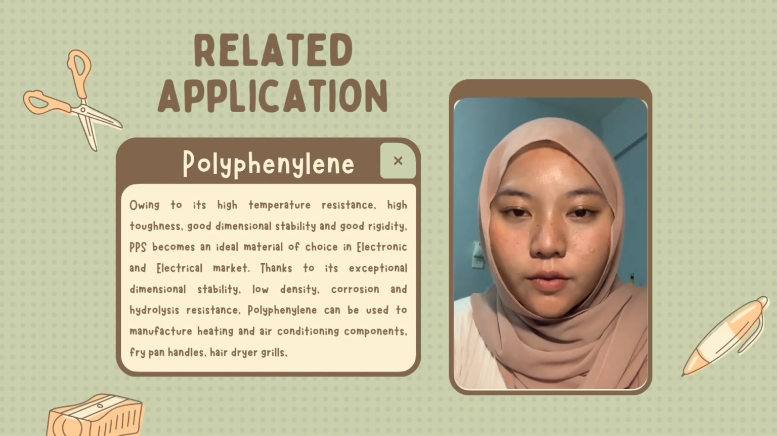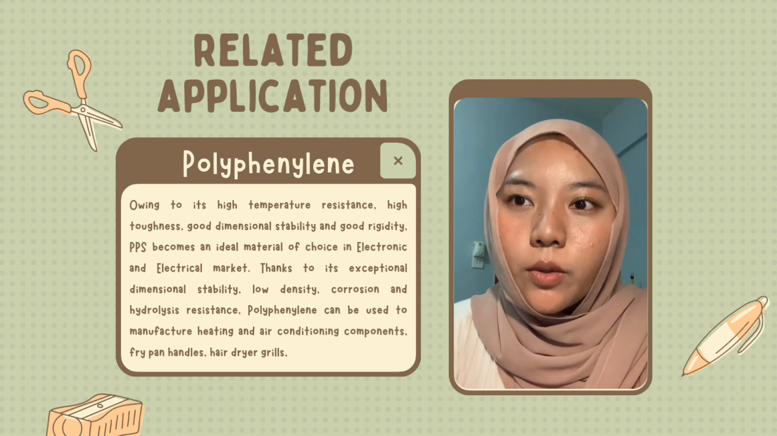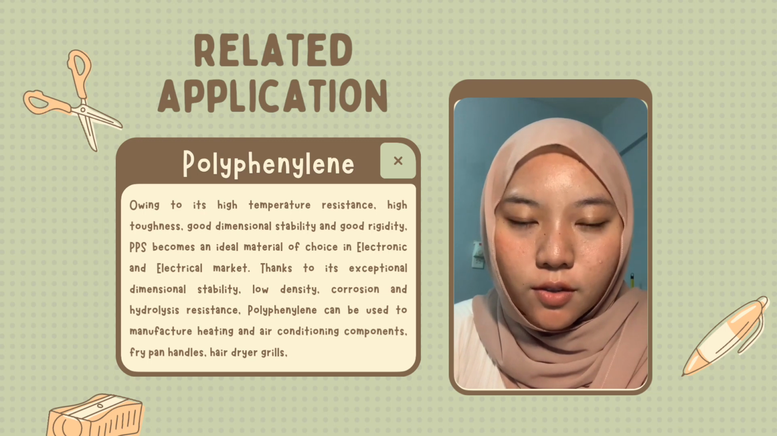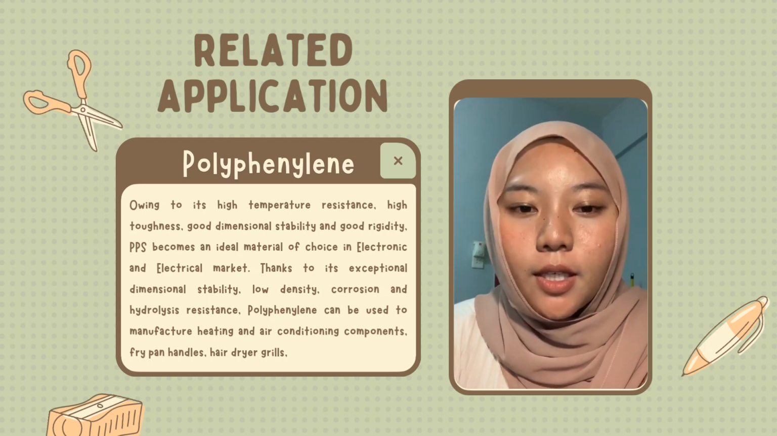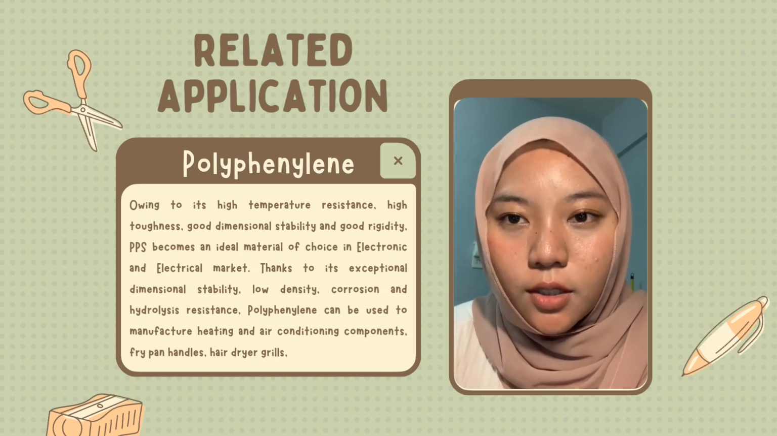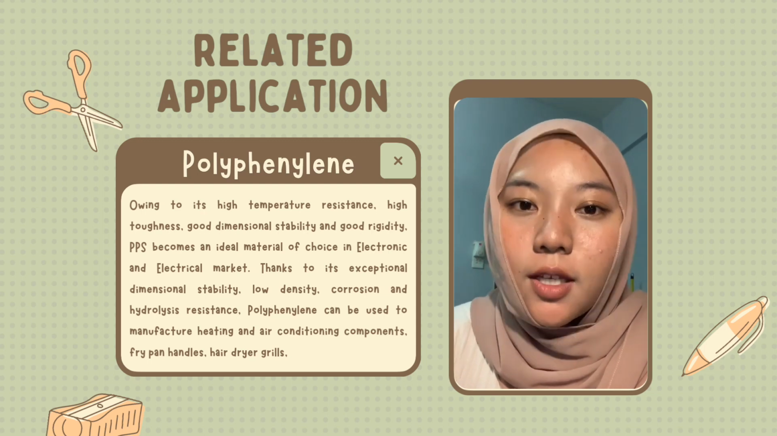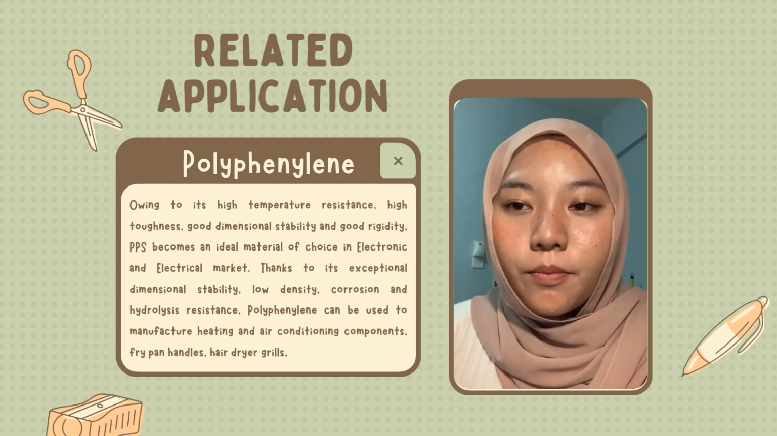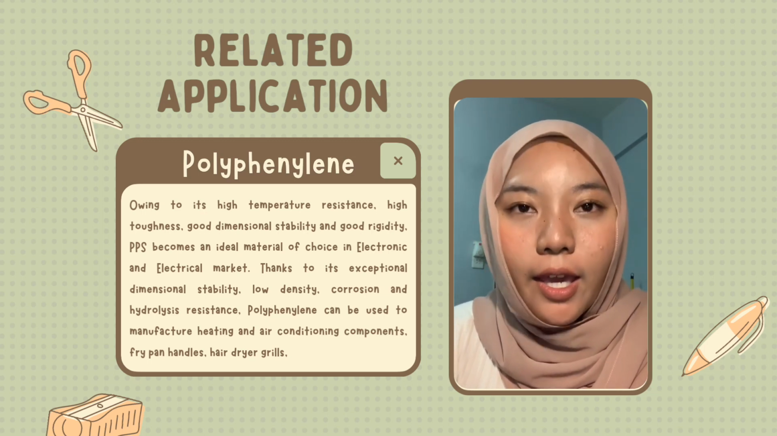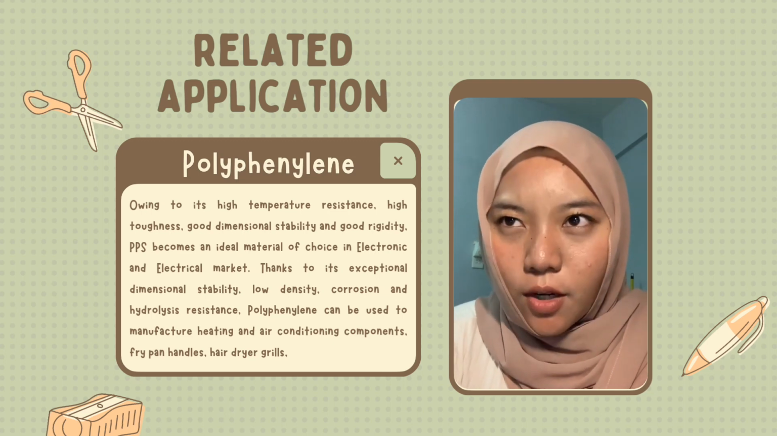The last one of the application is polyphenylene. Owing to its high temperature resistance, high tautness, good dimensional stability, and good rigidity, polyphenylene becomes an ideal material of choice in the electronic and electrical market. Thanks to its exceptional dimensional stability, polyphenylene can be used to manufacture heating and air conditioning components, fry pan handles, hair dryers, and grills.